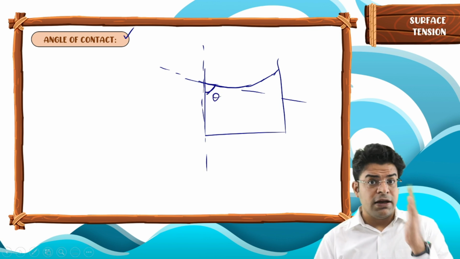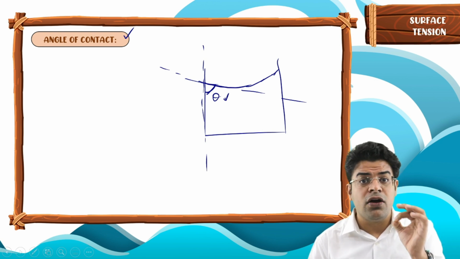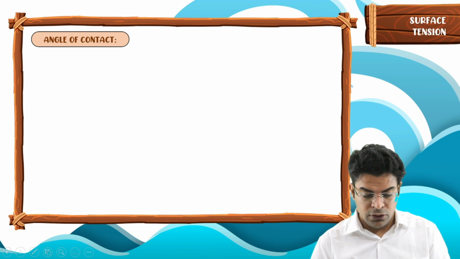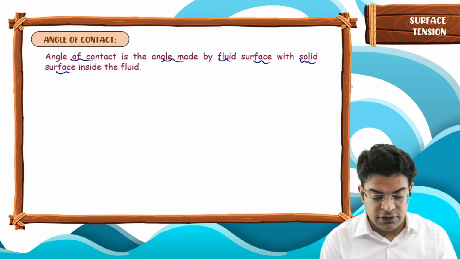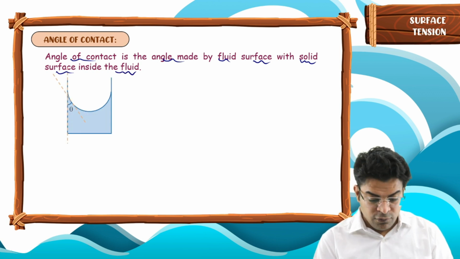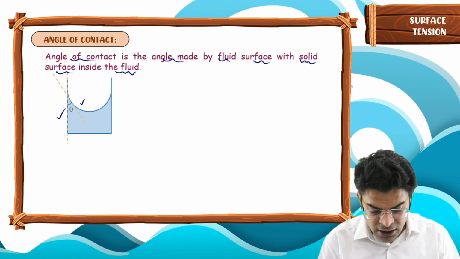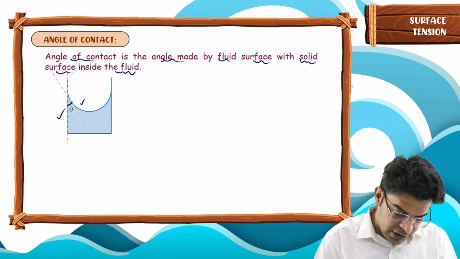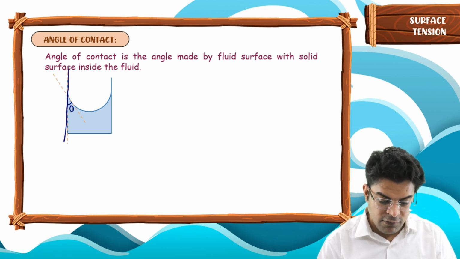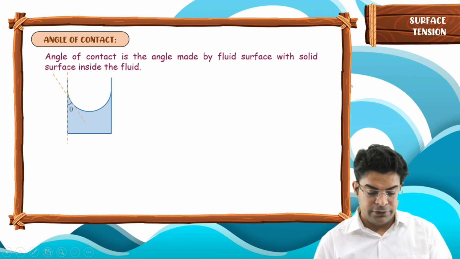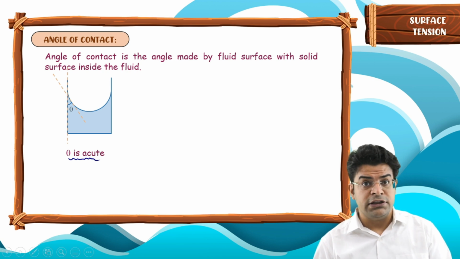So for a water glass, we know that the angle of contact is less than 90 degrees, hence the angle of contact is acute. So angle of contact is the angle made by the fluid surface with the solid surface inside the fluid. For water and glass, in this diagram, the angle of contact we can see is the angle made by the fluid surface with the solid surface inside the fluid. So this is our angle of contact. Now, in case of water and glass, the angle of contact is acute.